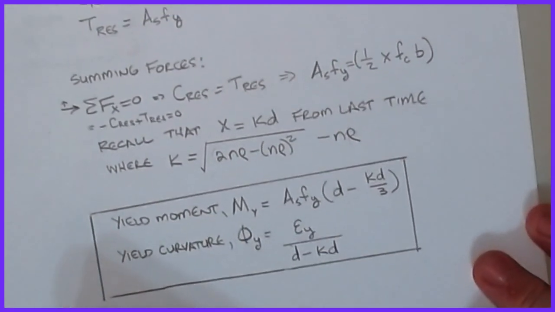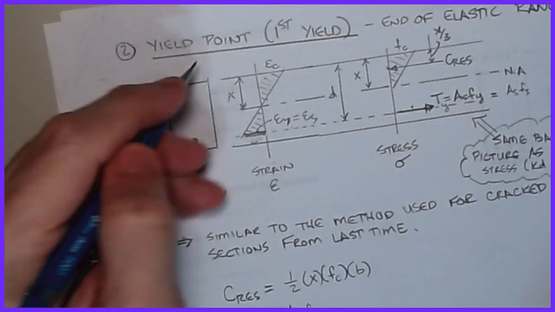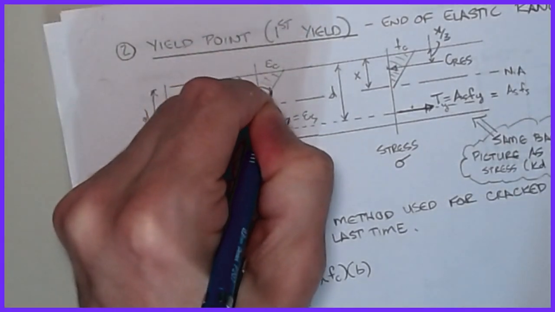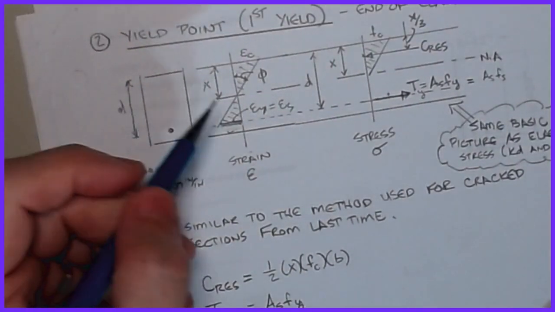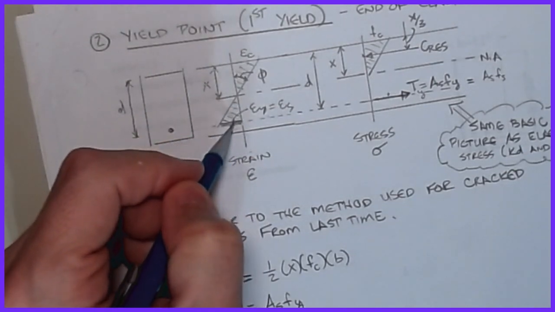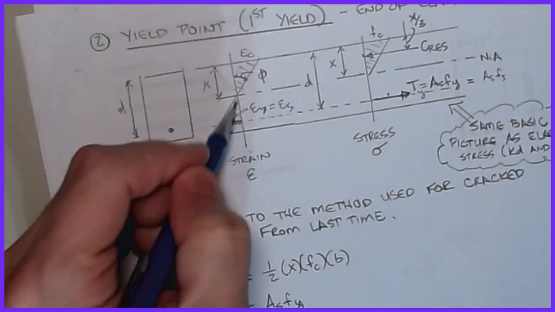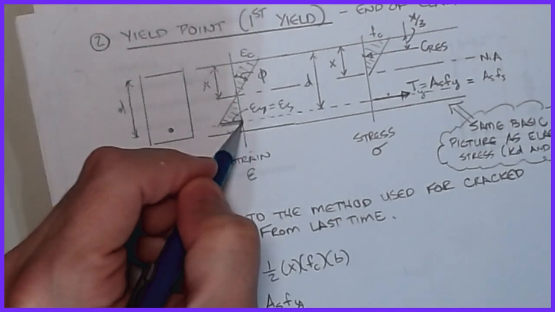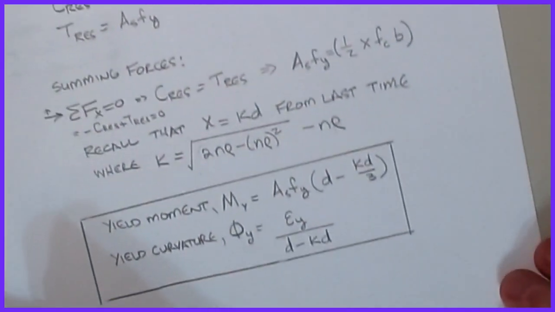All right, so once I have that value on here, if I set x equal to kd on the strain diagram, then again, that angle right there was my curvature, that was my phi. If that's phi, then all I need is epsilon y, which we know, 0.00207, over that distance. Well, that's d minus x. Okay, and so that's where this formula comes from.